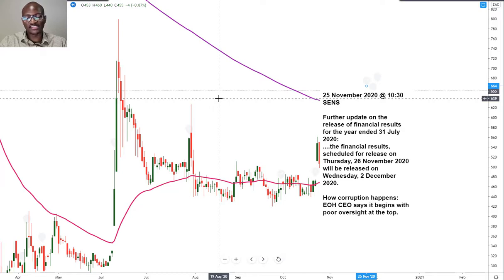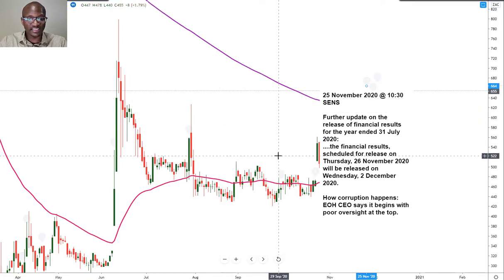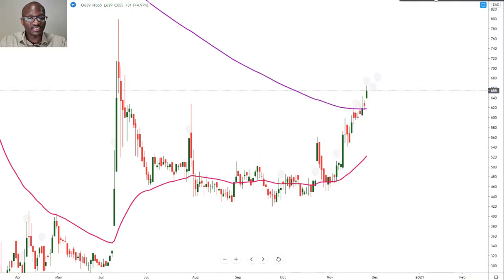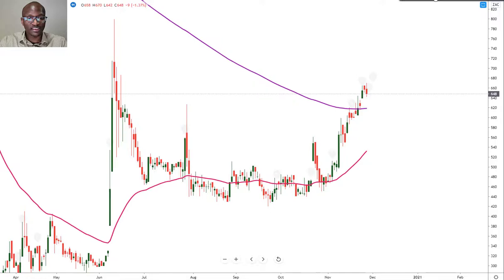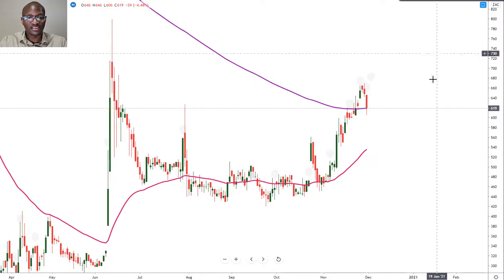Another update and a further delay in the release of the results. Now, the results were supposed to have been released on the 26th of November, will now be released on the 2nd of December. And later on the day, there was a newspaper online article, how corruption happens, and EOH CEO says it begins with poor oversight at the top. And again, this didn't have much of an adverse effect on the market.